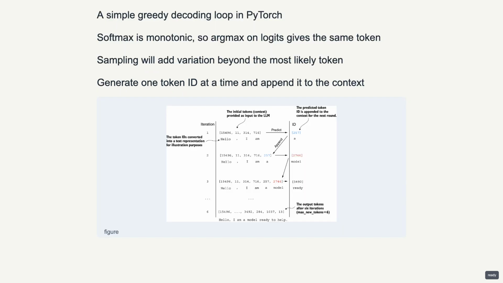Follow the chain from the initial prompt to the final sentence and compare the token IDs at each step. The repeated append operation is what turns a short input into a longer output.